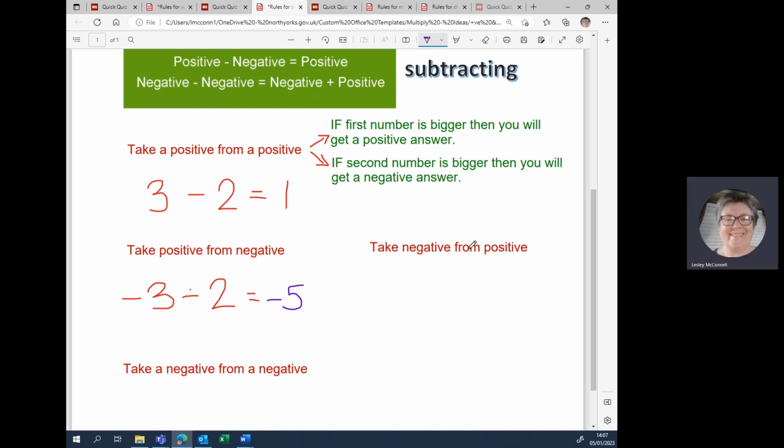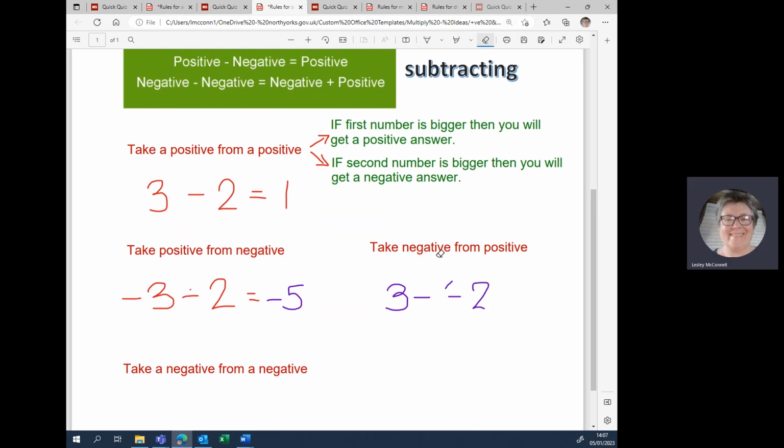Taking a negative from a positive. Take a negative from a positive. So let's have a positive 3. I'm going to take away a negative 2.